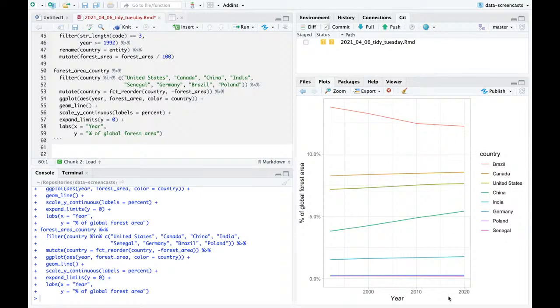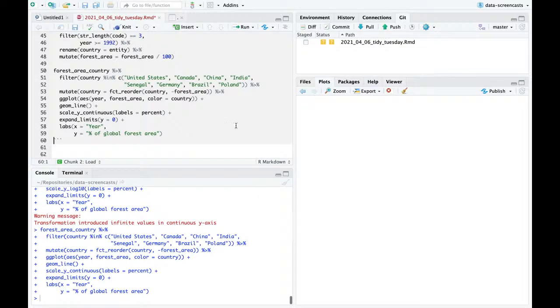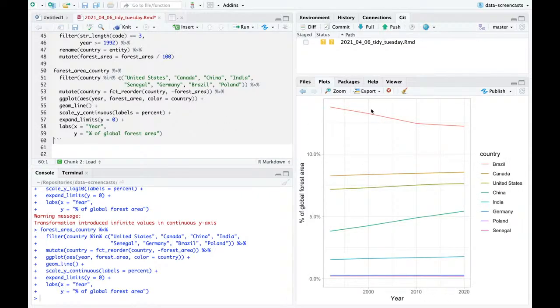I could do scale_y_continuous, I could put the y on a log scale. I actually like it not to be on a log scale because it makes it clearer that most of the world's forest exists in a couple of countries. And this is not a bad graph in terms of, okay, here's some top countries, here's how much the forest area is made up of them.